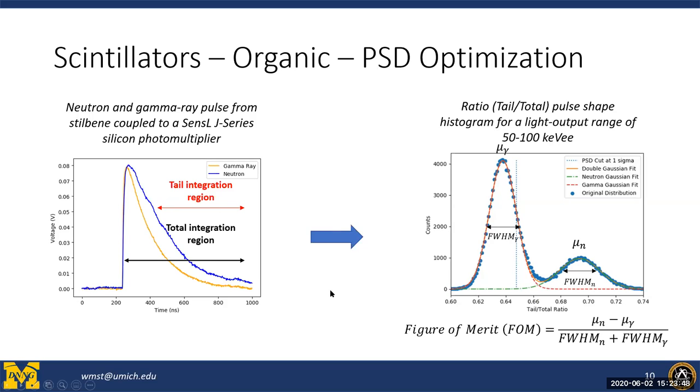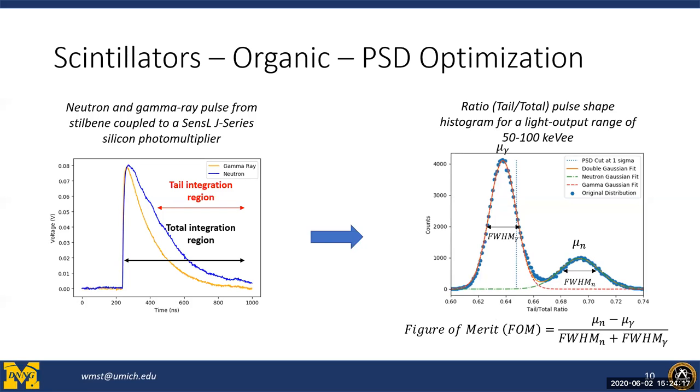So here I have a tail versus total distribution for a californium 252 source, and this is in a light output range of 50 to 100 keVee, and I'll explain what keVee means in just a minute. But for this, you can see we have this lower tail versus total ratio that corresponds to our gamma ray distribution, and then we have our higher ratio that corresponds to our neutron distribution.